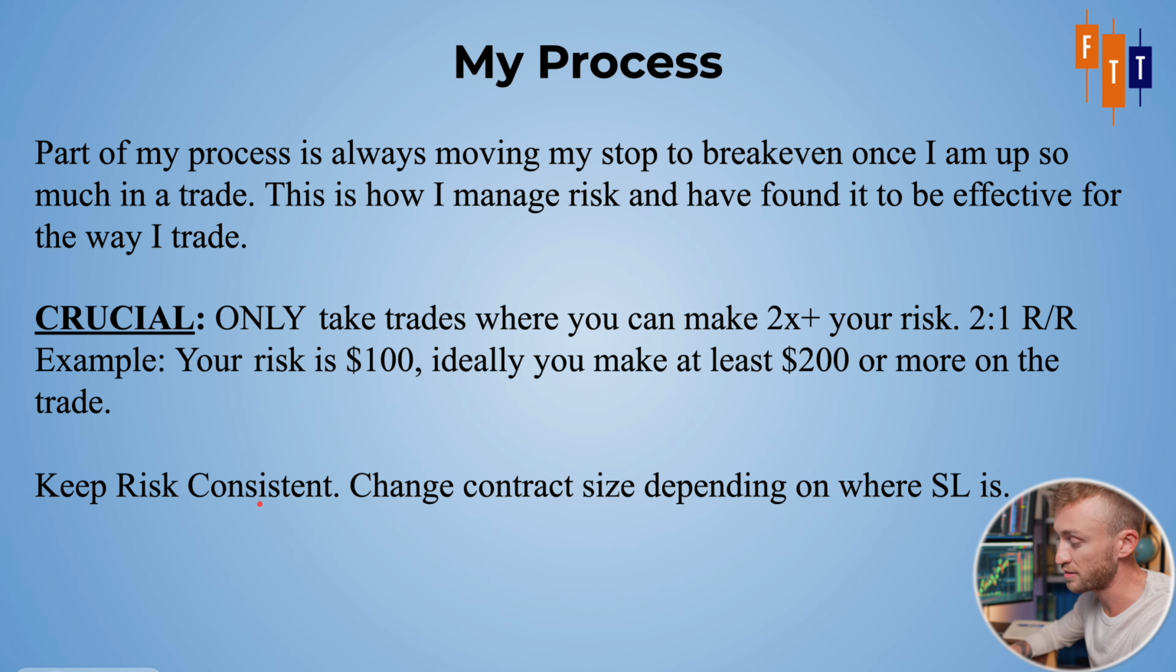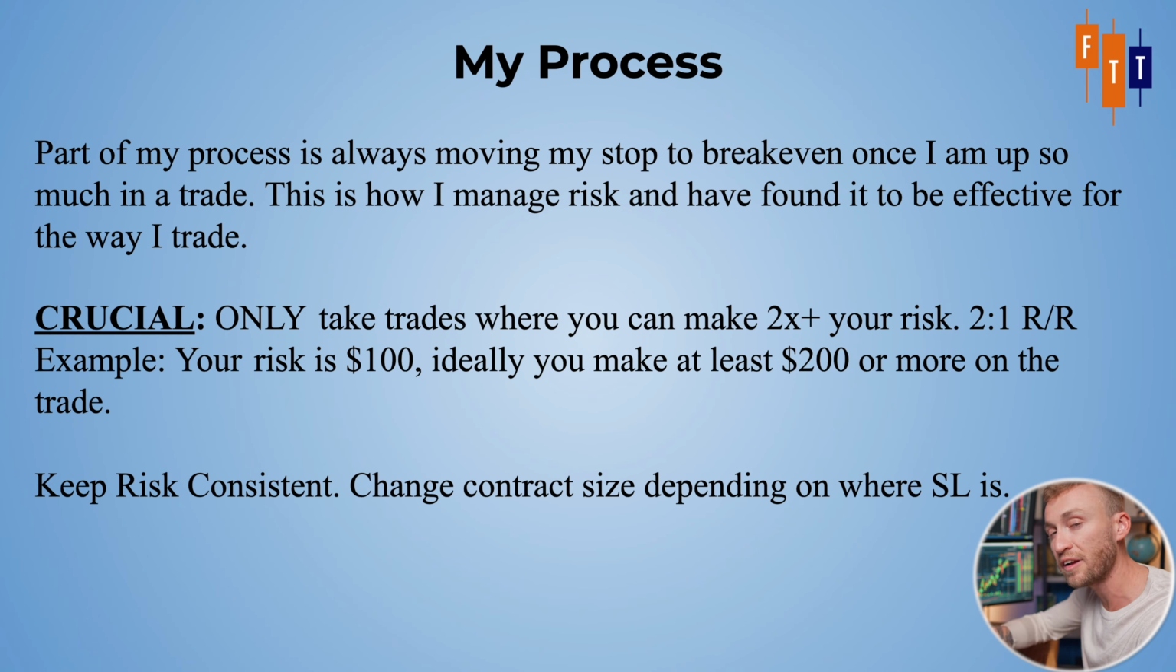So you want to keep your risk consistent. So you change your contract size depending on where the stop loss is. So for example, if you are trading 2 contracts and you typically have a 3-point stop loss, let's say this trade, you hesitated, it's a little further up, now you have a 6-point stop loss. You shouldn't take 2 contracts on that trade. You should take 1 contract with a 6-point stop loss, and it's as if you are still trading with 2 contracts and a 3-point stop. So if you lose 300 on the 3-point stop with 2 contracts, you're going to only lose 300 on a 6-point stop with 1 contract.